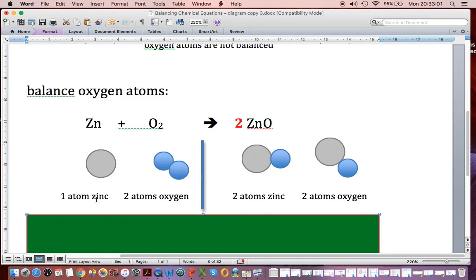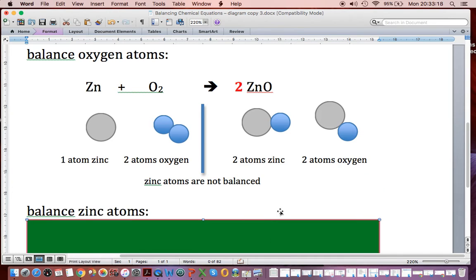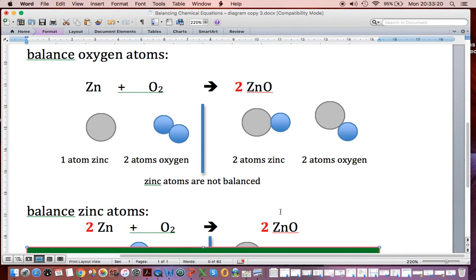So when we do that, 1 atom of zinc, 2 atoms of oxygen, 2 atoms of zinc, and 2 atoms of oxygen. So we fixed the oxygens, but by doing so we messed up the zincs. 1 atom of zinc can't become 2 atoms of zinc. So you can see it's going to be a pretty obvious solution. We've got to balance the zinc atoms.